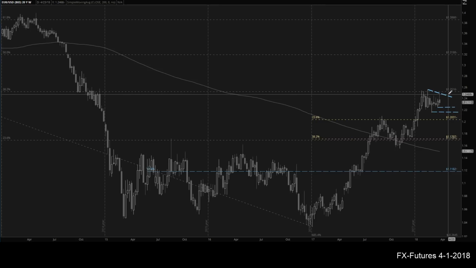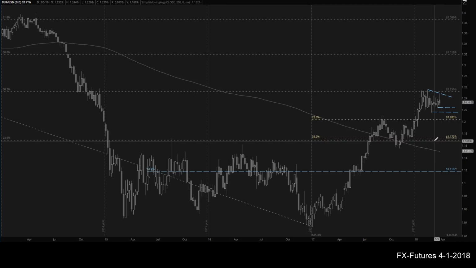Okay, and then back above last week's high, let's say back above 25, on a weekly close above 25, I think that we're going to definitely be going to at least 132. That's Euro USD. Let's go to Pound USD.